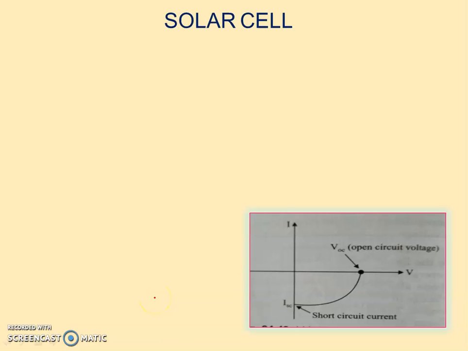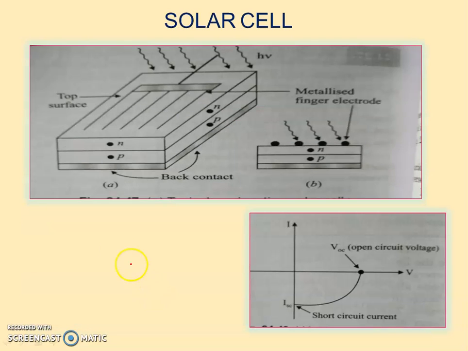Right? Now we can see this is the diagram of the solar cell. Now you can see there is a finger-like metallic structure. Right? This is N-type and this is P-type. The light can reach the junction. Light means solar radiation reaches the junction.